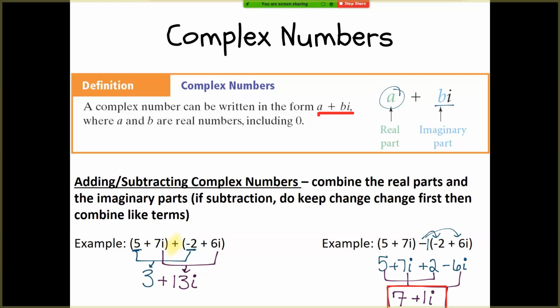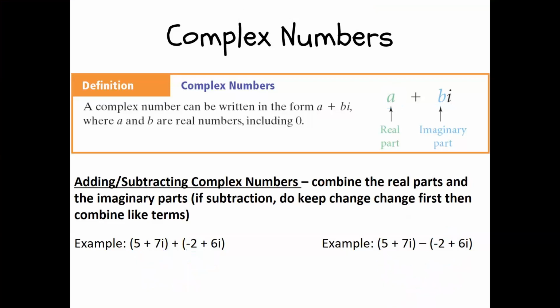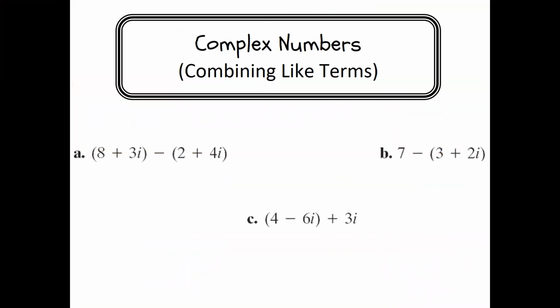So at the bottom of your paper, you have 3 problems. I want you to work on those. They're just like these. Combine your like terms. Make sure if you have that negative that you distribute it. So for letter A and letter B, you're going to distribute that negative.